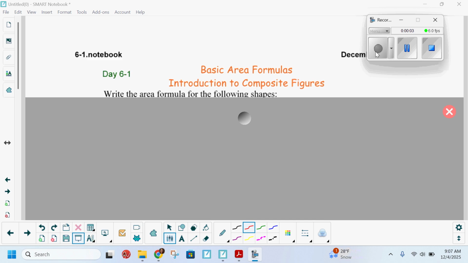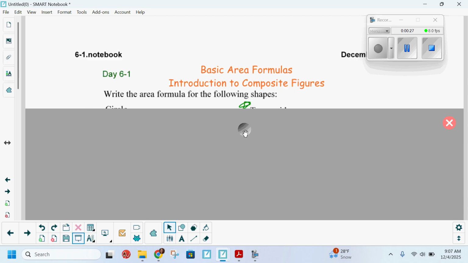Hi, everyone. All right, so we're doing the day one notes of our unit 6, which is all about area and volume. So we're going to start off with some basic area formulas and a little introduction to composite figures. So I'm going to have you first start and just see if you can remember any of these formulas. So pause the video, see what you remember, and then I'm going to show them to you.